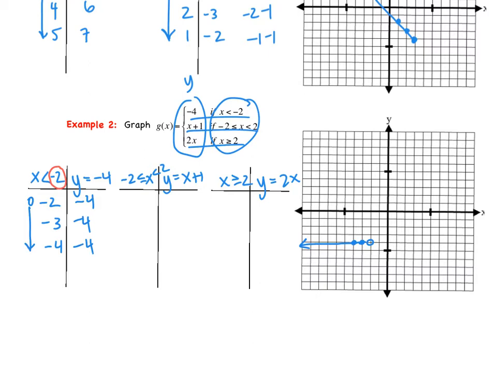So again, this number is where we start. So we're going to start at 2 and get bigger. This time for y, we get 2x. So 2 times 2 is 4, 2 times 3 is 6, 2 times 4 is 8. 2 is included, so that's a closed circle, and we are heading towards 4. So in this case, 2, 4 is closed, 3, 6, and 4, 8 rather.